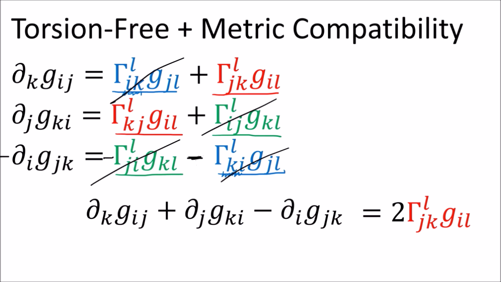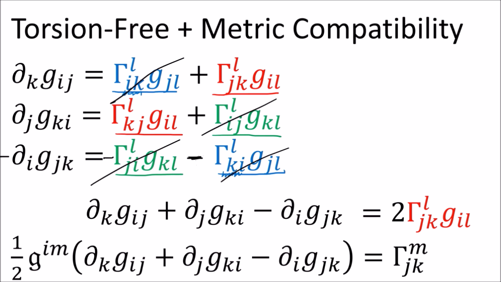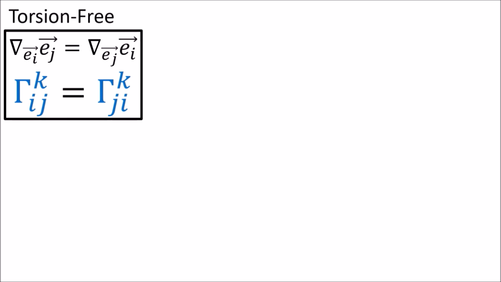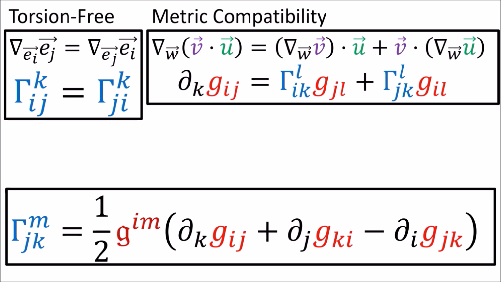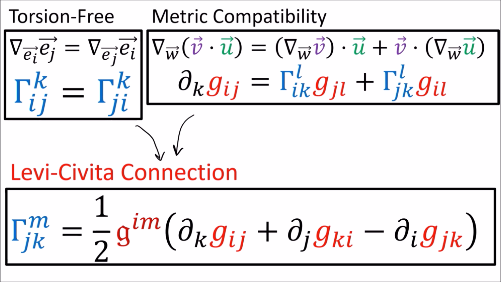And if we sum on both sides with the inverse metric tensor, we get this equation where we've solved for the Christoffel symbols. So using the torsion-free property and the metric compatibility property together, we are able to solve for the Christoffel symbols. And that means we found one particular version of a covariant derivative. And the covariant derivative that uses these Christoffel symbols is called the Levi-Civita connection. And this is basically the result stated by the fundamental theorem of Riemannian geometry.